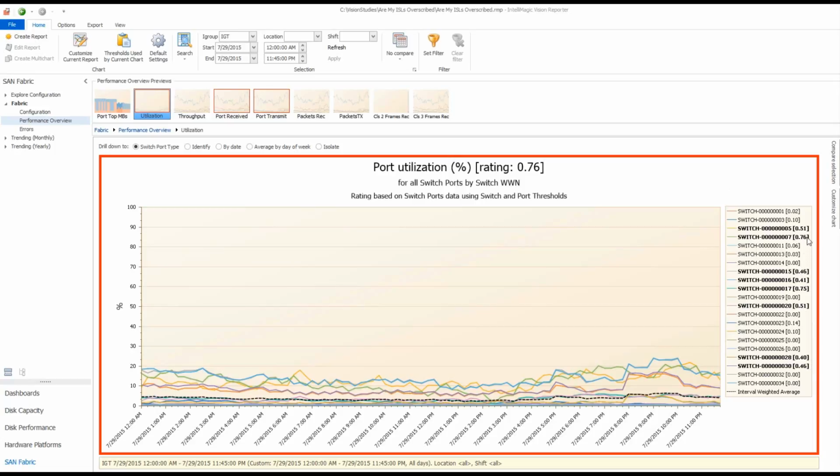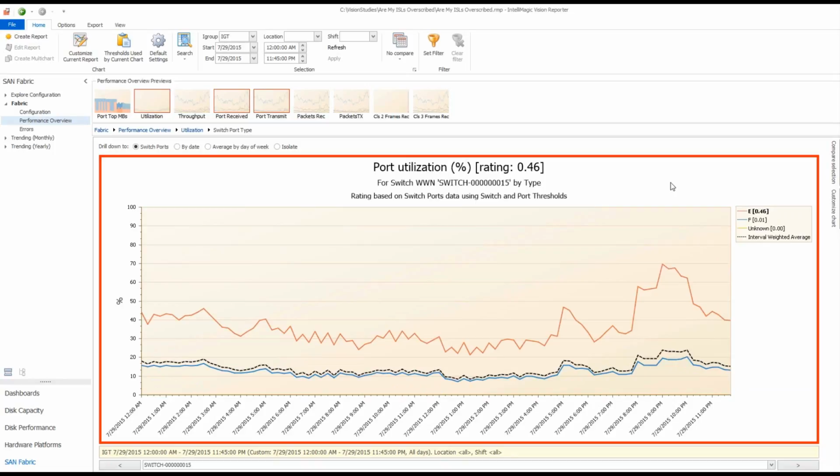and 0.76. In the next chart, we will drill down on switch 000000015 to inspect the individual ports. Anything over 0.3 indicates that the warning threshold has been exceeded at least 30% of the time, or the exception threshold has been exceeded 10% of the time. In this chart, you see the switch port average utilization by port type. The E port shows as the group of ports that has the highest rating with a rating of 0.46.